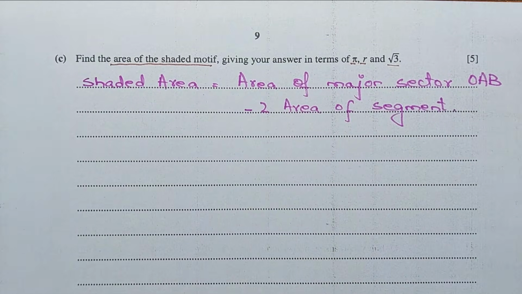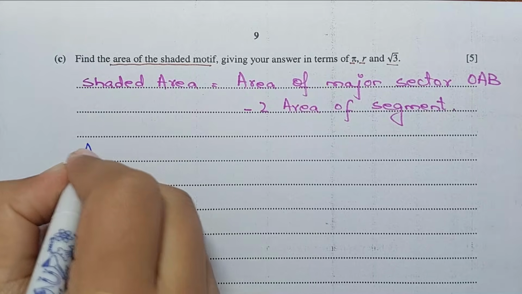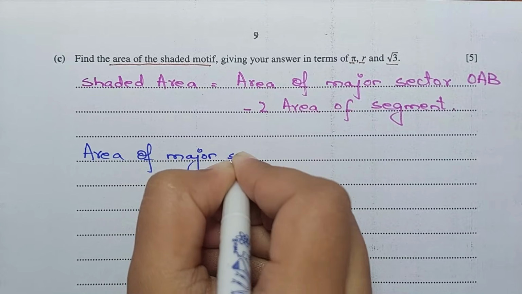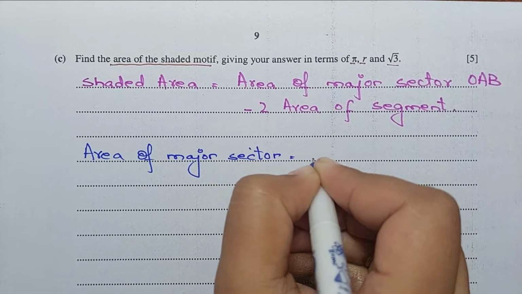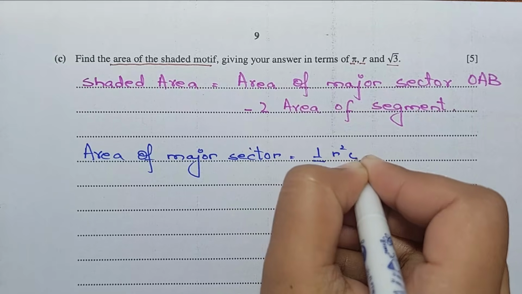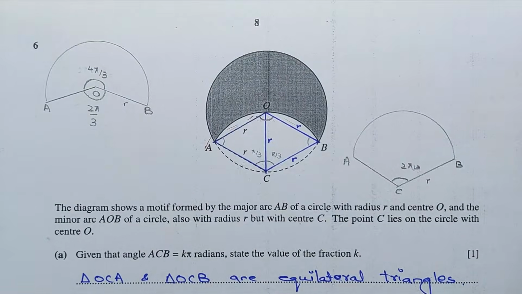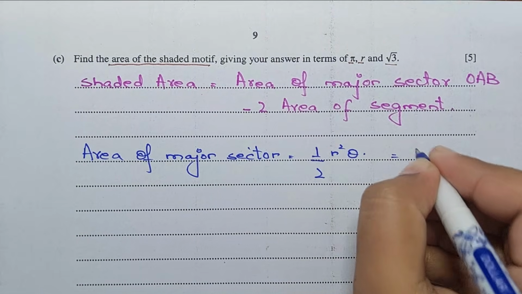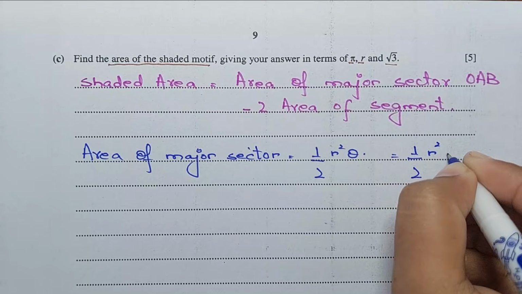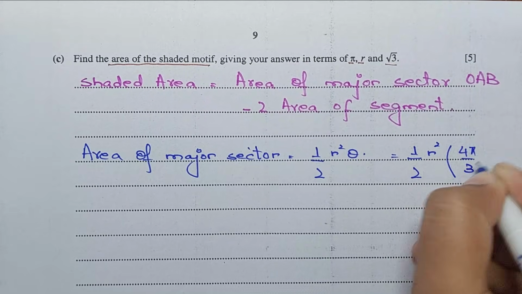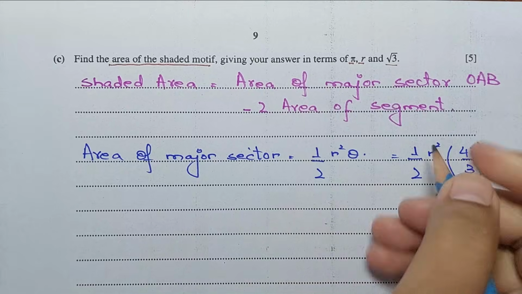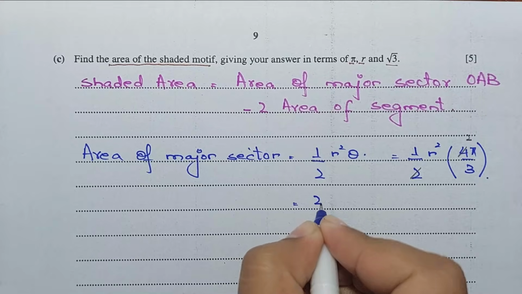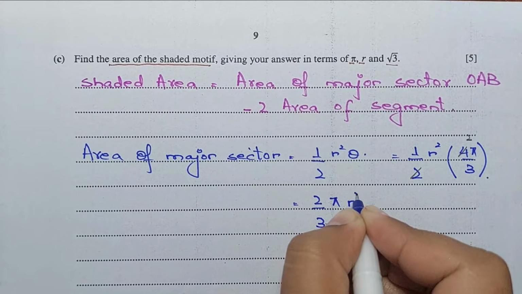First thing we need to figure out is the area of a sector. Area of major sector is half radius squared theta. This is a formula. Radius is r. What is the theta value for this? 4 pi by 3. We have done this. So half r squared and 4 pi over 3. When I simplify, 2 times 1 is 2, 2 times 2 is 4. So this becomes 2 over 3 pi r squared.